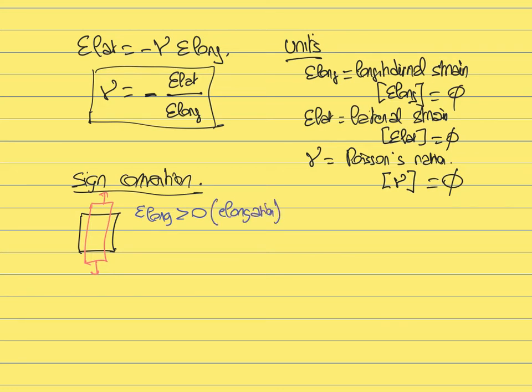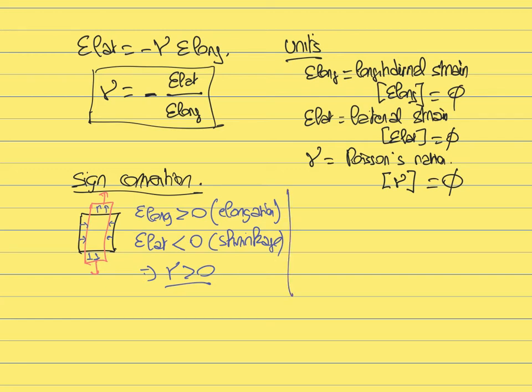And in this case, because it's elongated along the longitudinal direction, one way for the beam to try to keep its volume as constant as possible is to have a lateral shrinkage. So you will have a shrinkage along the lateral direction, so that since epsilon lat is negative and epsilon long is positive, you take a minus sign. That means that the Poisson's ratio is going to be positive.